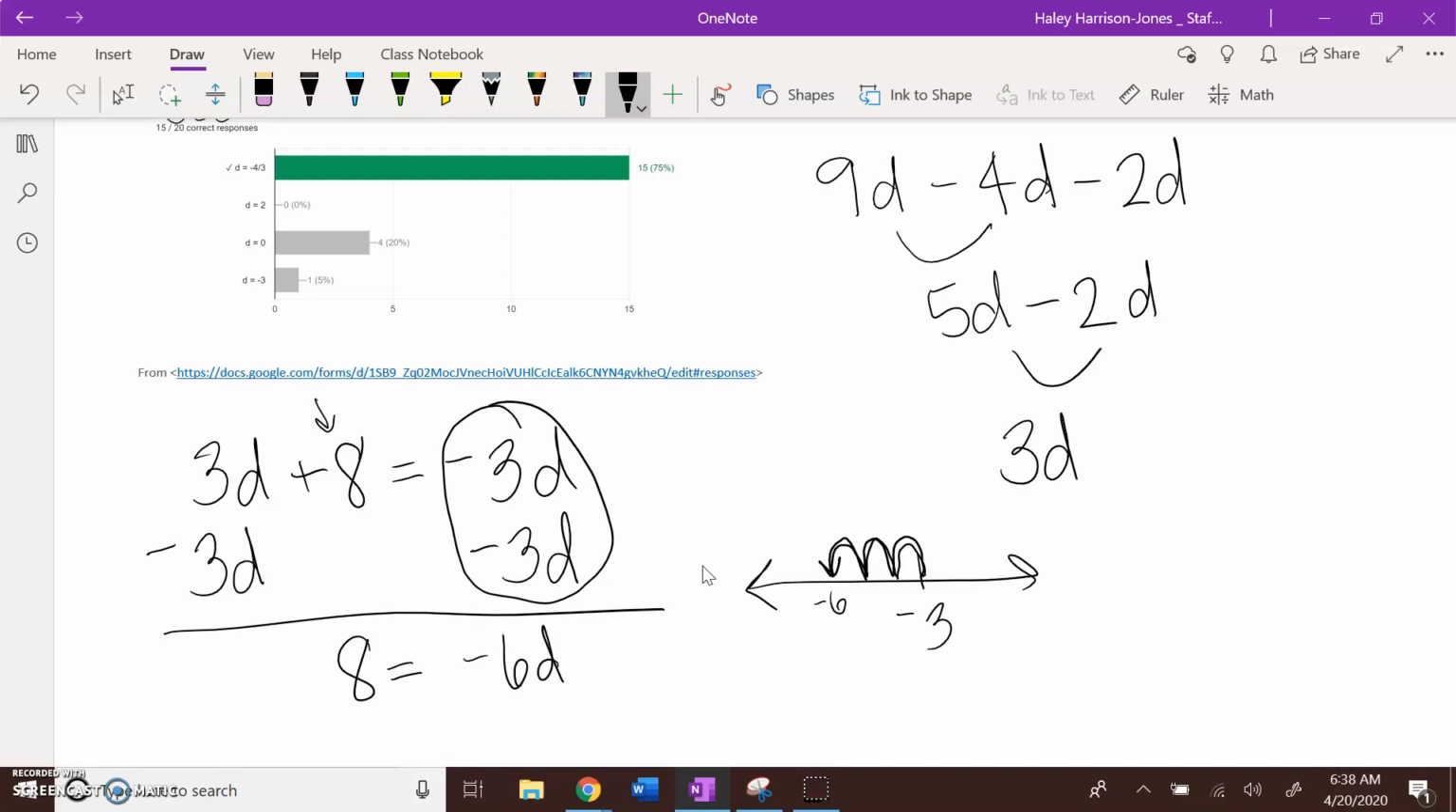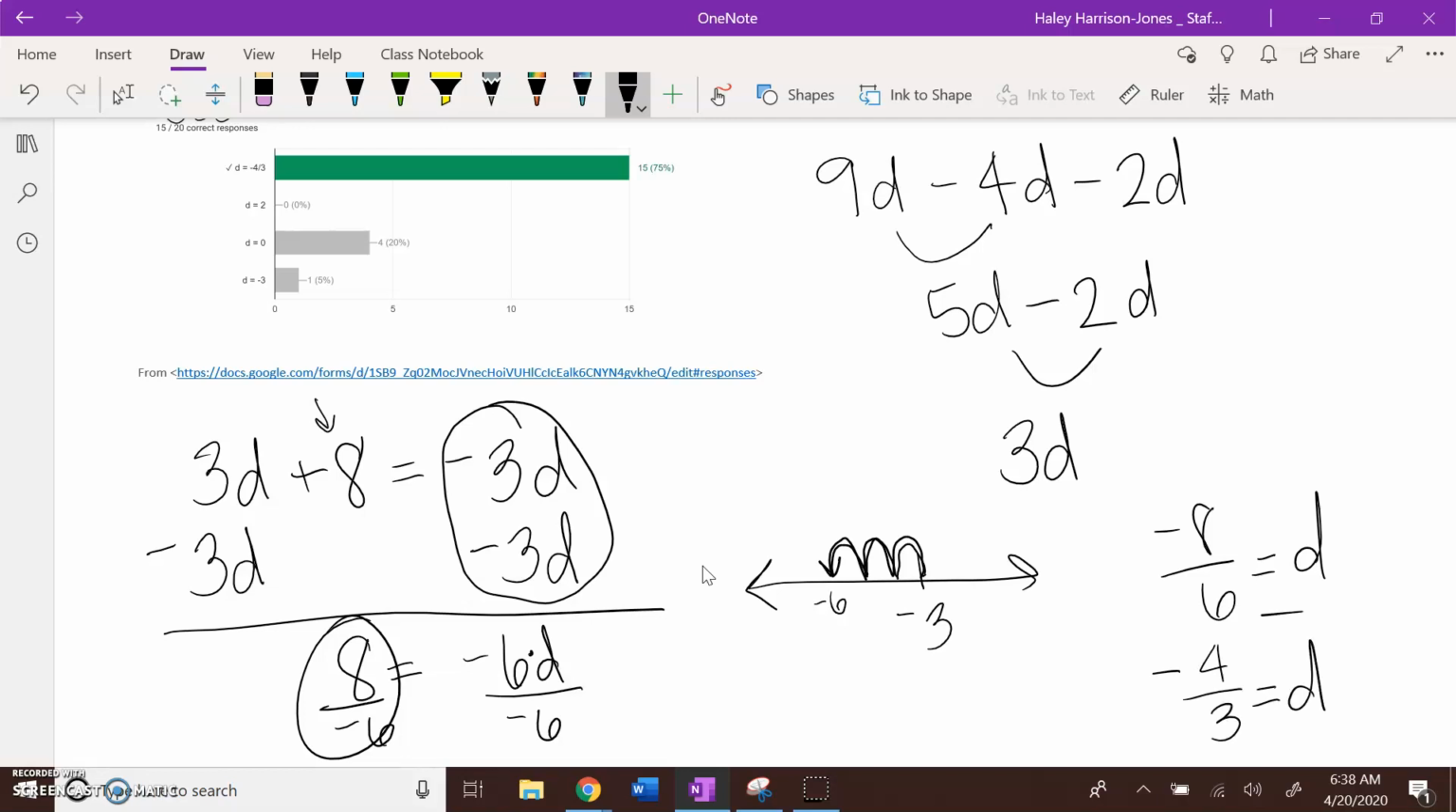So I have 8 is equal to negative 6 times d. I undo multiplication with division. Negative 8 divided by 6 is equal to d. And negative 8 divided by 6 reduces to negative 4/3 for our final answer.